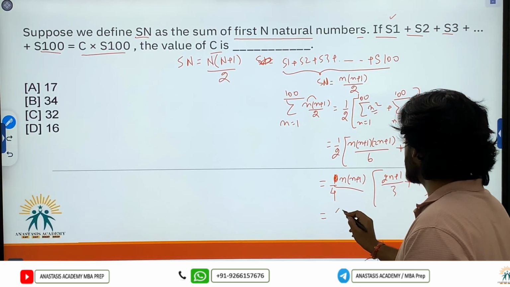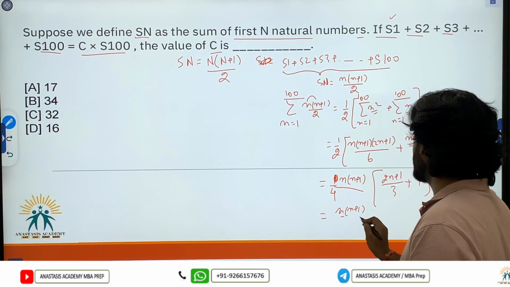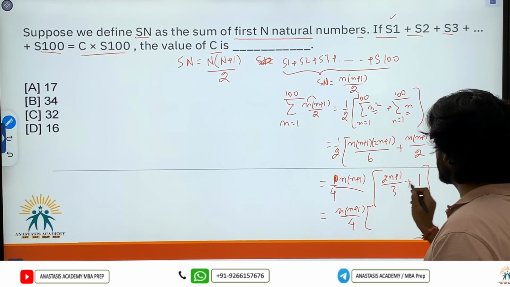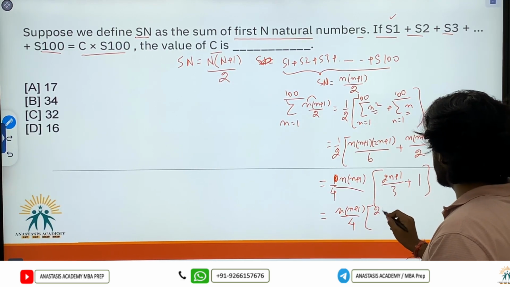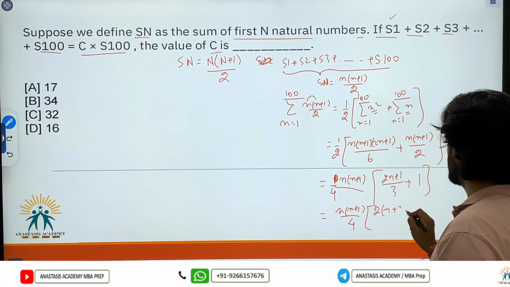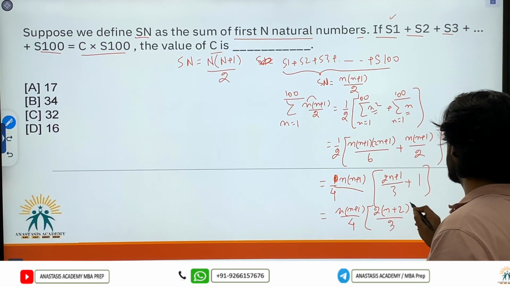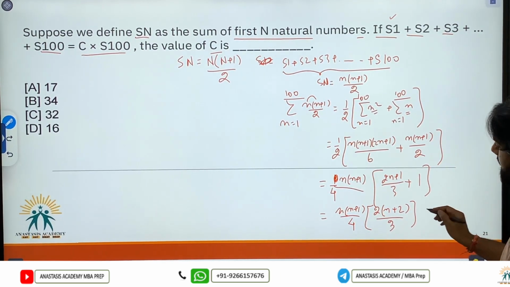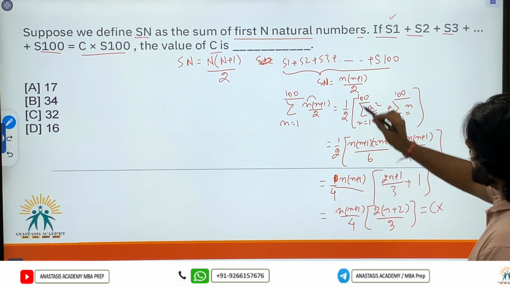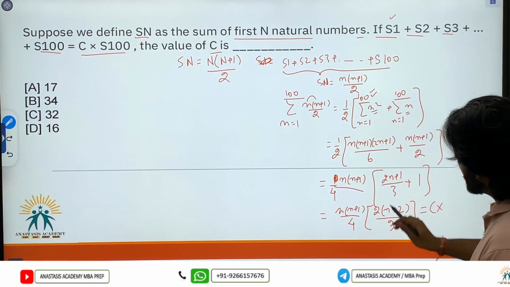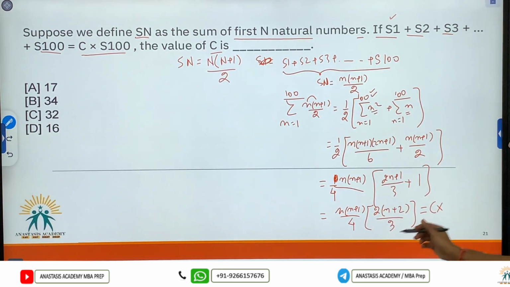So it becomes n(n+1)/4 times (2n+2)/3, or 2 times (n+2)/3... And this sum is given as C times S100. Now, for this sum, I know we have to use the value of n as 100, and we have to find C, and this sum is given as C times S100.